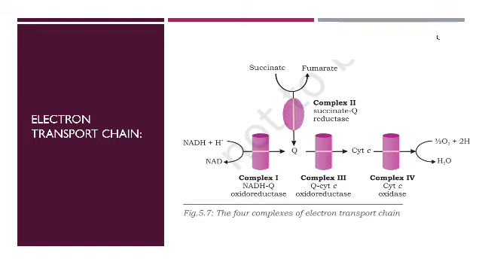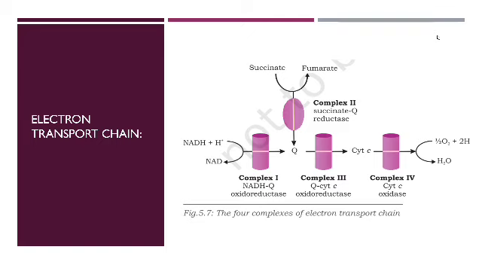There are four complexes, or four structures, through which they are converted. First is complex 1, which is NADH-Q oxidoreductase, and complex 2 is succinate-Q reductase. Complex 3 is Q-cytochrome C oxidoreductase, and complex 4 is cytochrome C oxidase.